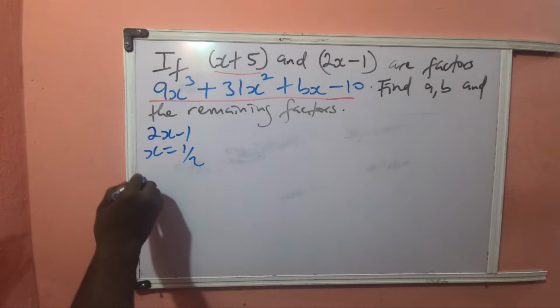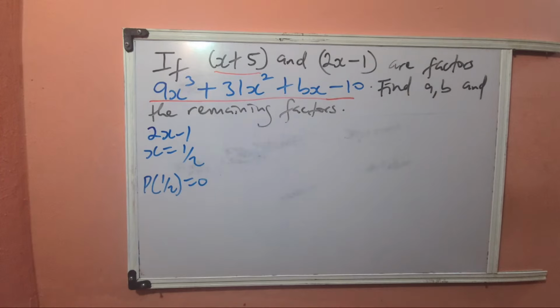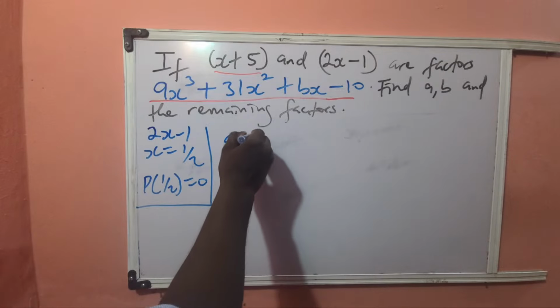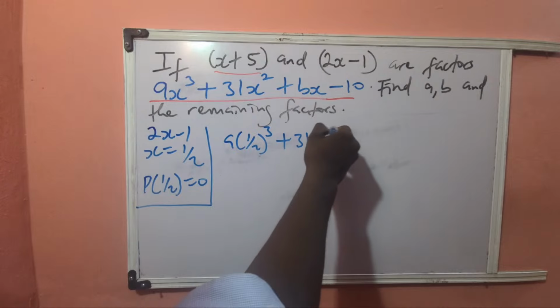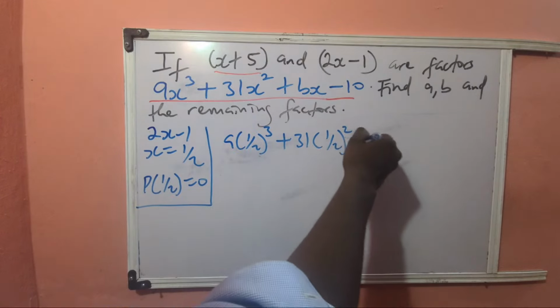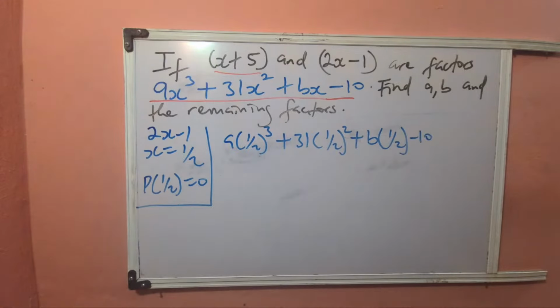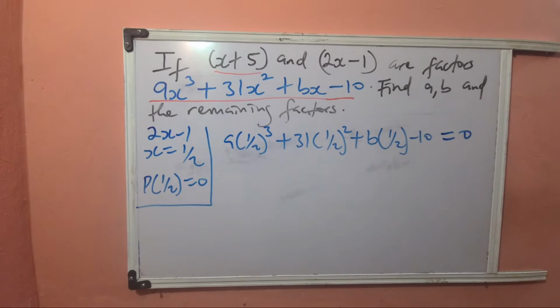So we go on to say p of 1 over 2 should be equal to 0. And what does this mean? That means if I go on to solve, putting my 1 over 2 here, that'll be a times 1 over 2 cubed plus 31 times 1 over 2 squared plus b times 1 over 2 minus 10. I'm expected to get 0 according to the factor theorem. That's just the whole point. The whole point is using your factor theorem right here.